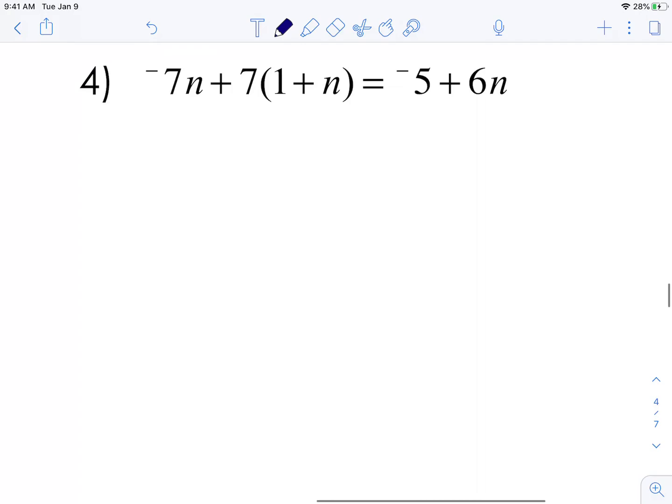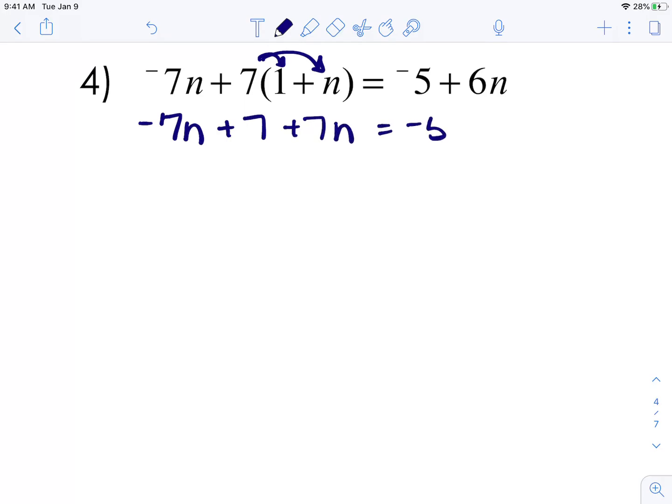Okay, last example over here. I'm not going to touch this negative 7n because I don't need it just yet, but I am going to distribute right here. So this becomes plus 7 plus 7n equals negative 5 plus 6n. Now what happens over here is this negative 7n plus 7n, when I combine those, I end up with 0. So all I'm left with over here is 7. So 7 equals negative 5 plus 6n.